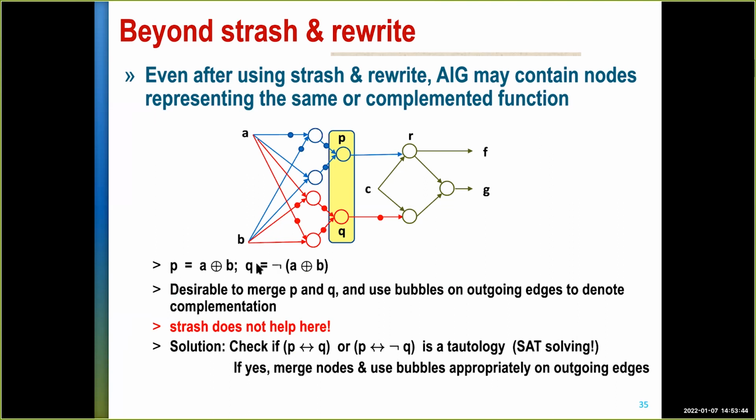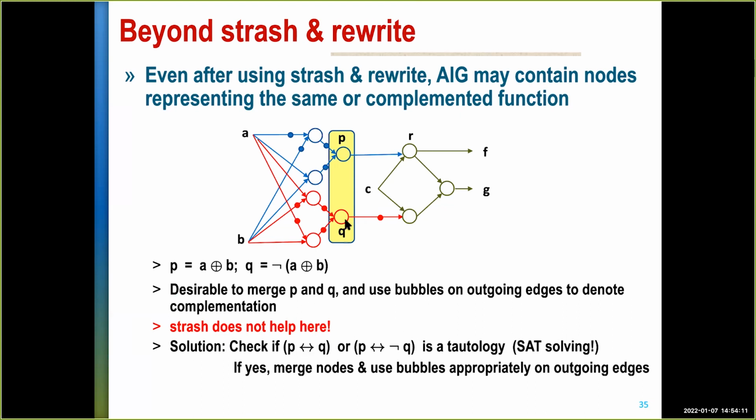And in this case, P represents A XOR B, Q represents A XNOR B, and so if you complement it, then you once again have these two nodes representing the same function. It will be desirable to merge P and maybe negation Q together and use bubbles on outgoing edges to denote the complementation. But strash does not help.